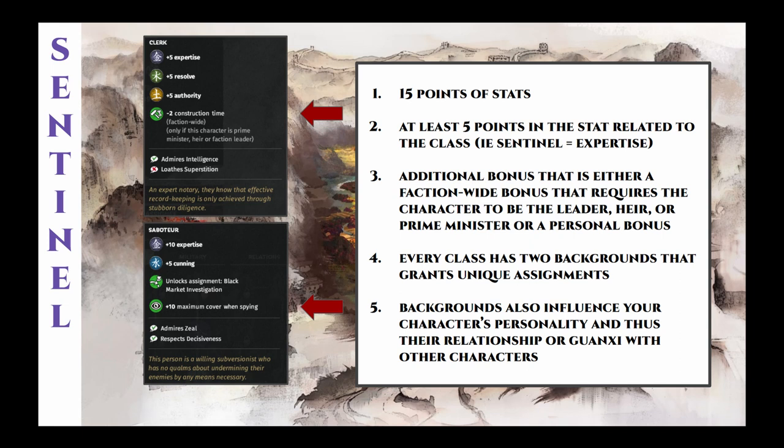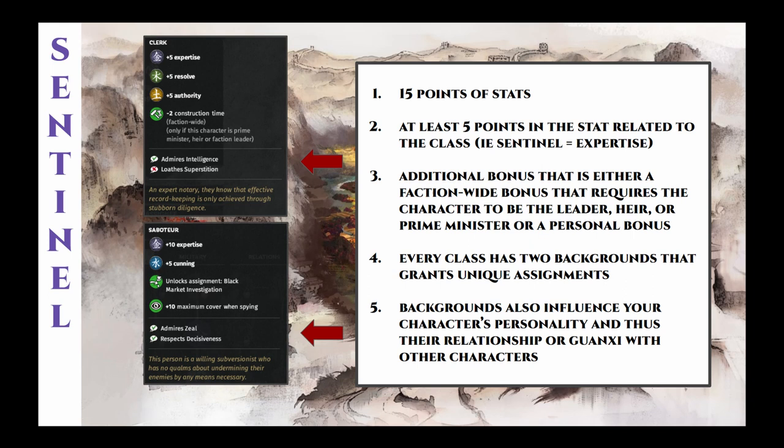Moving on, exactly 2 backgrounds in each class will also come with a unique assignment that is not available to any other characters in the game. Lastly, backgrounds along with traits play a big role in terms of your character's personality and thus their relationship or guanxi with other characters in the game. This would not really be a big focus for our guide here, as we're mainly focused on the characters themselves and not their relationship with others.